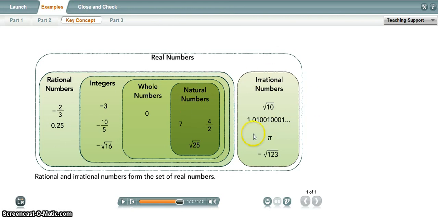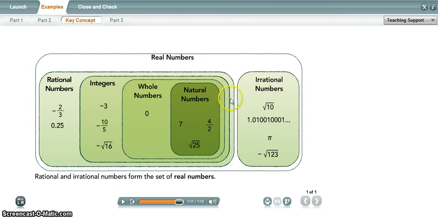Right, and notice that our irrational numbers are out here. They're not inside the boxes with natural, whole, integer, and rational, because there's no way they could be rational and irrational at the same time. Okay, but they are part of the real number system.